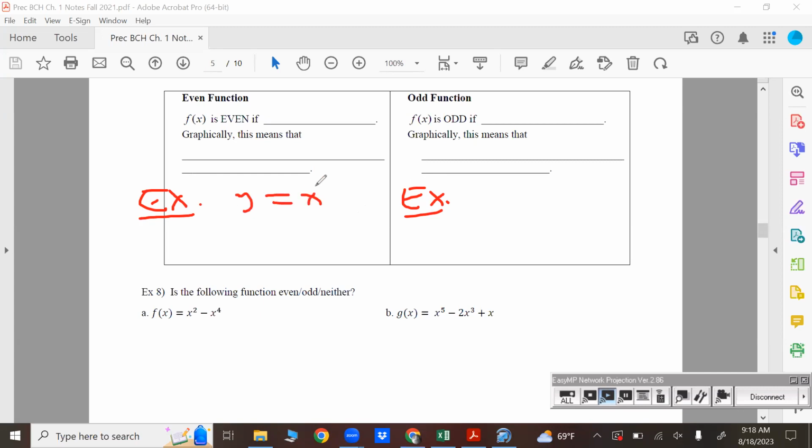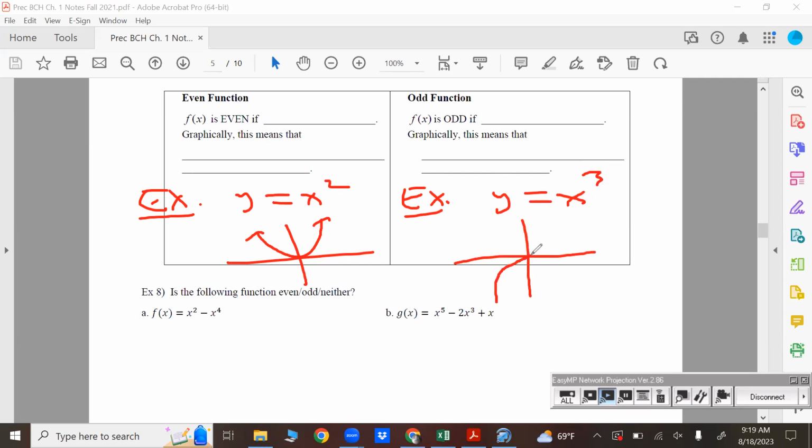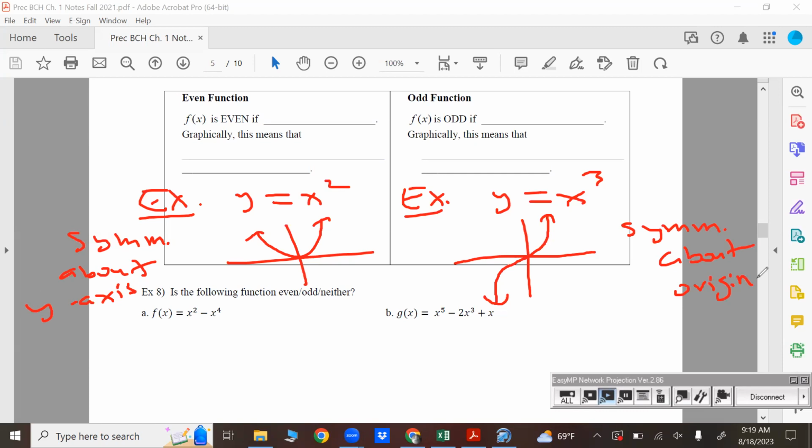Y equals x squared. That's an even function. Graphically speaking, it looks like this. Y equals x cubed. That's an odd function. Graphically speaking, it looks like this. So yes, this is symmetric about the y-axis, sorry for my abbreviation. But this has point symmetry for odd. That's symmetric about the origin. There's no such thing as x symmetry, don't even worry about that.